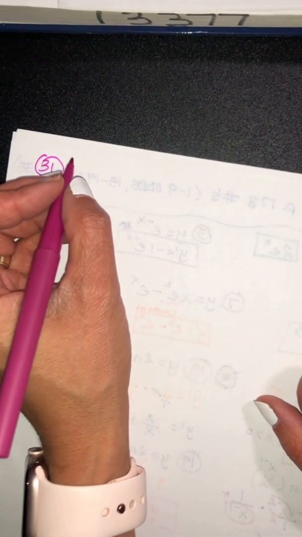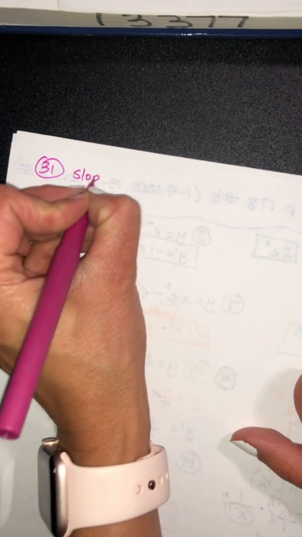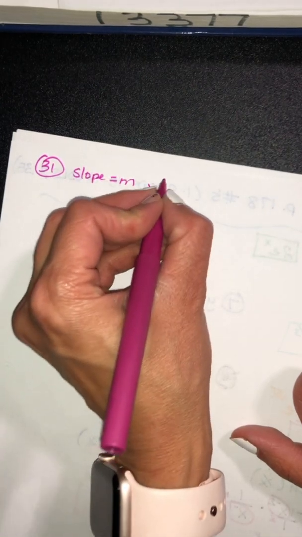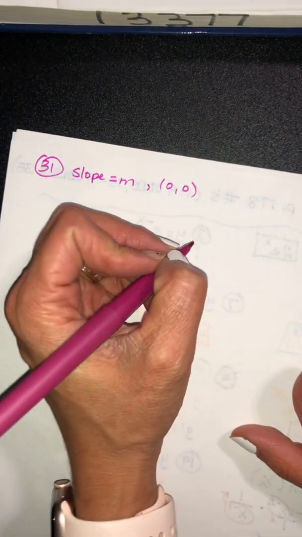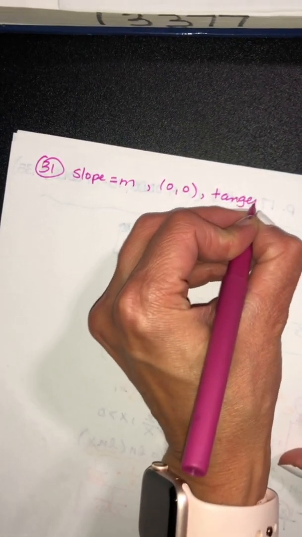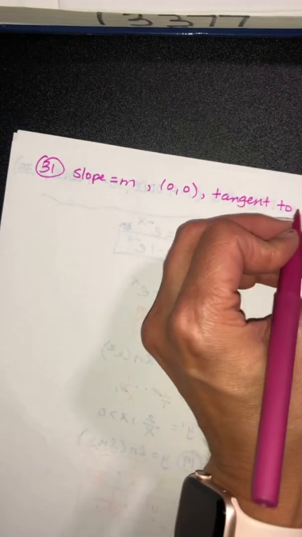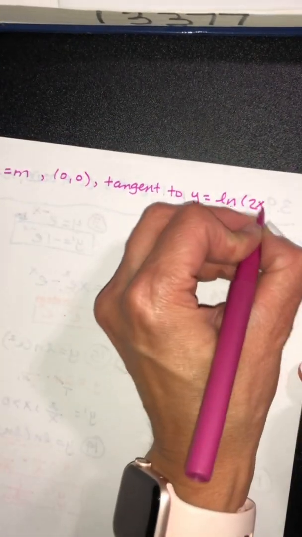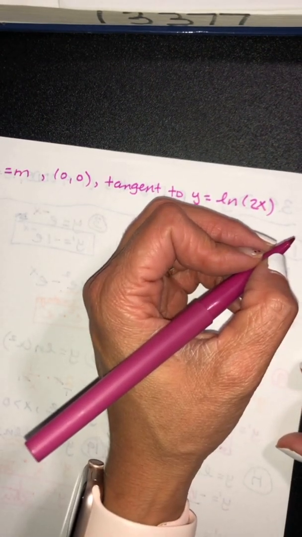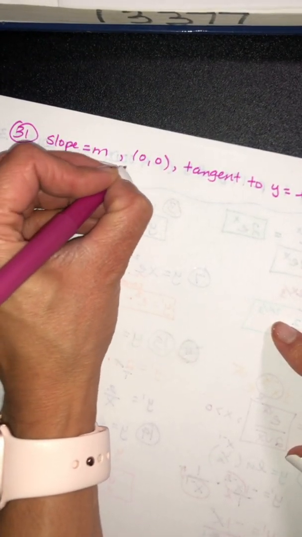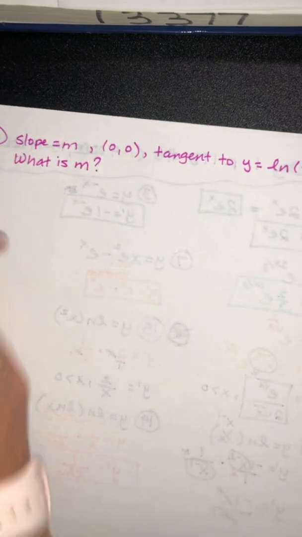It says a line with slope m. So we have a line with slope m that passes through the origin, so it goes through the point (0, 0), and is tangent to y equals the natural log of 2x. I'm just taking notes on what is given. What is the value of m?